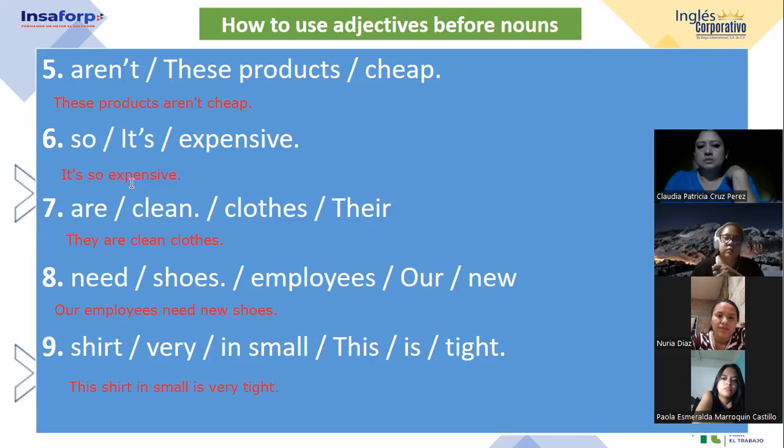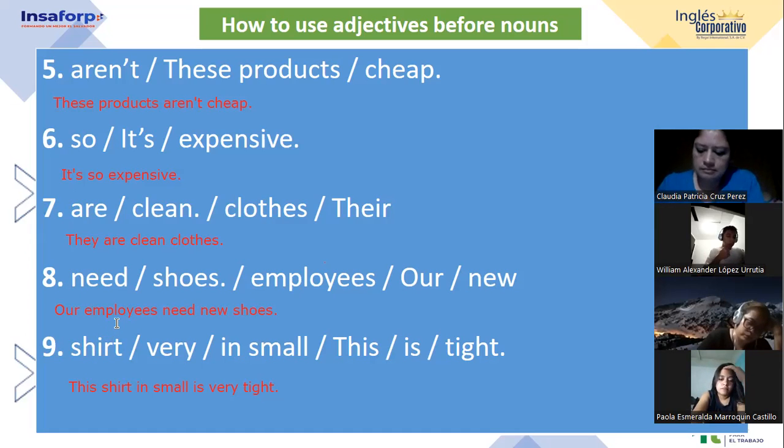Okay, Nuria, can you read 5, 6, 7, 8, and 9, please? These products aren't cheap. It's so expensive. They are clean clothes. Our employees need new shoes. This shirt in a small is very tight. Okie dokie. Thank you very much. Right? Any question?